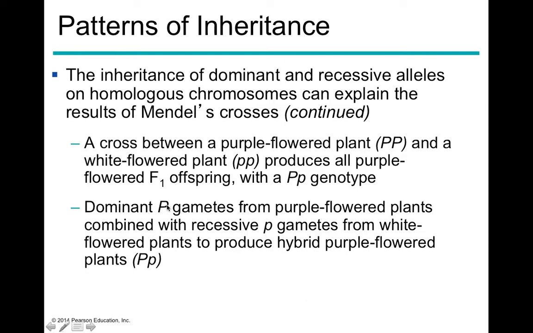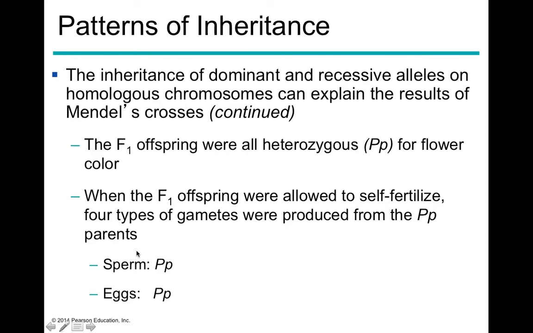Now, the dominant P, the capital P, is going to be purple gametes from the purple flower plants combined with recessive p gametes from the white plants, and they are going to produce hybrid purple flowered plants. So all of the heterozygotes are going to look like this. That means they're all going to appear to be purple. All right, so the F1 offspring are all heterozygotes.